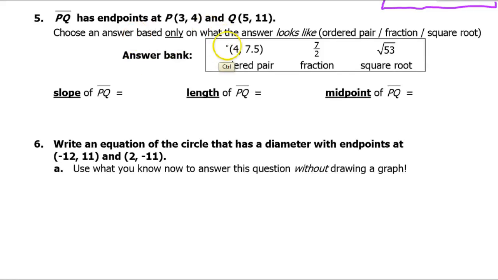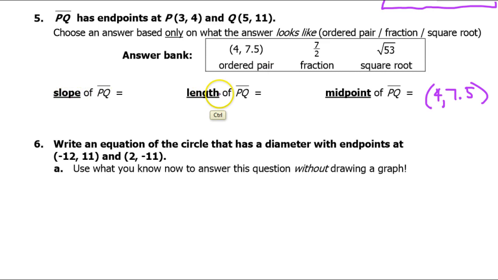Number 5 is an interesting problem, a little multiple choice problem. They don't actually want us to sit here and calculate using the distance formula and all that. They just want us to use our common sense and say which of these makes sense as possible answers. For example, a midpoint is a point, right? It's an ordered pair. So there's only one ordered pair up here. Out of these options, we would know it would have to be the 4, 7.5, without even calculating. If these are our only answers, it couldn't be either one of these other ones.